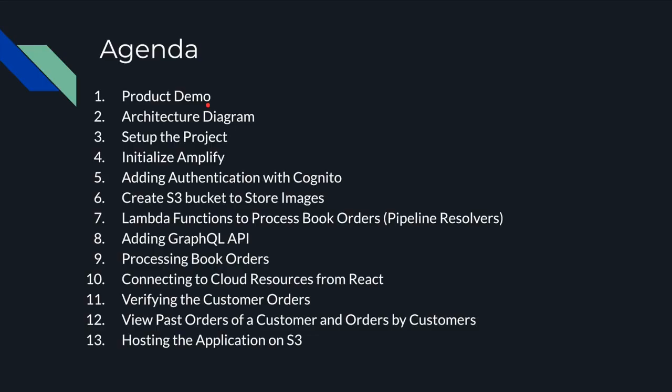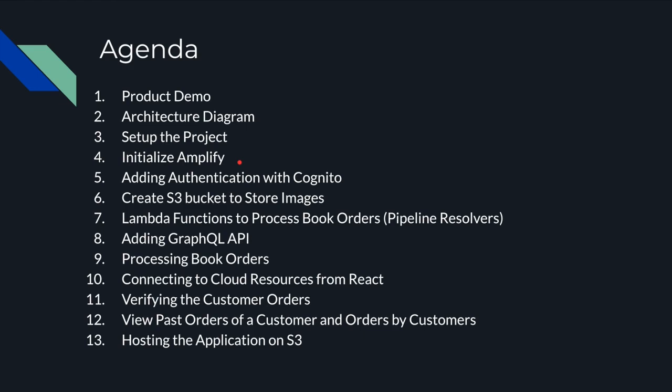So let's start with the product demo. I'll go through all the pages and the main functionalities, and then let's look at the architecture diagram. It will contain what resources we are using and how they connect to each other. And then let's start configuring our application, cloning the GitHub repository. Of course, I'll put all the code in the GitHub repository, so you guys can look at the front-end code. And then we will initialize an Amplify project into the React application.